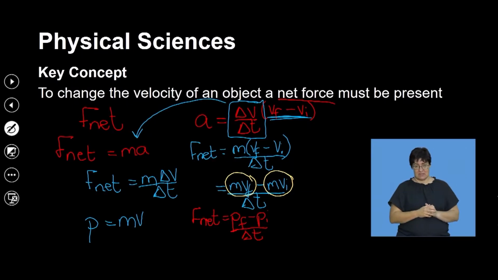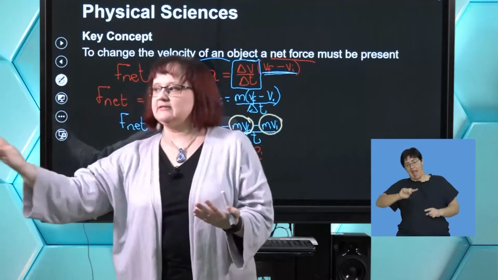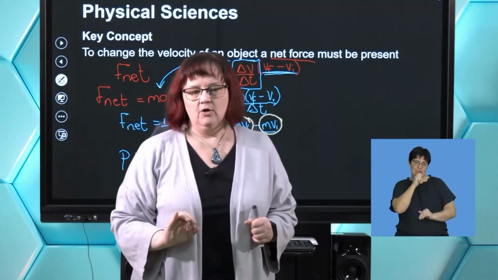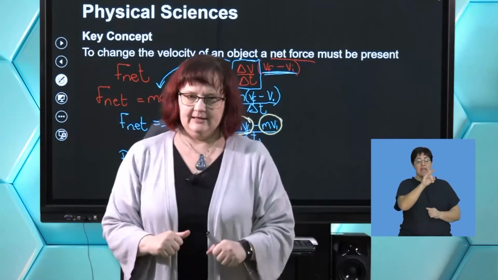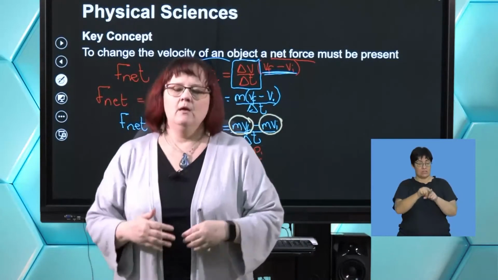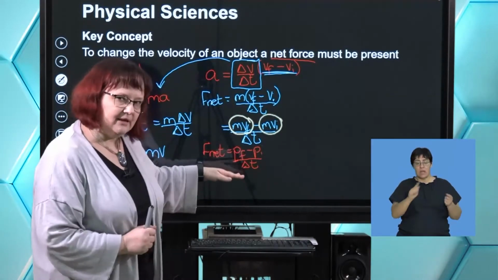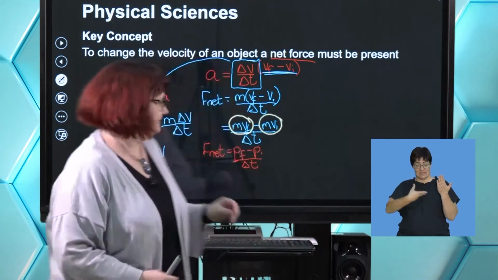We've taken an equation that you knew, and we've manipulated it to get something else that we can use in a different context. Okay, so yes, F net equals ma is useful, but sometimes this change in momentum is actually more useful. It depends on the information we're given. All right?